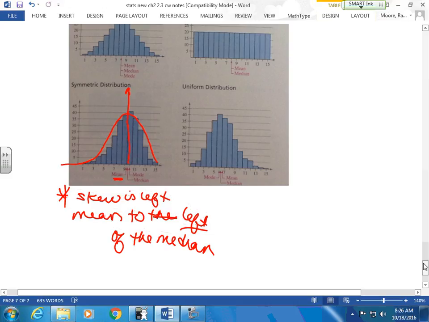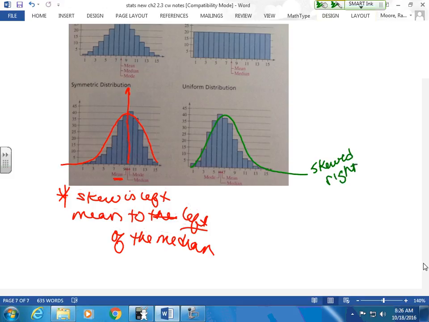Now this guy, where's the little pieces? To the left or to the right? To the right. So look. Drag your tail to the right. This is skewed right. This means, look where your mean is. Your mean is dragged to the tail. Your mean is to the right of your median. So it's not a true middle of your data. Those little guys pulled your mean to follow it.